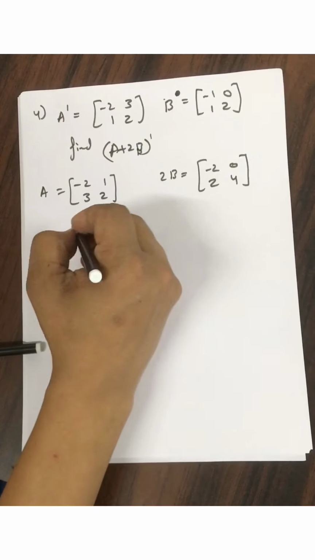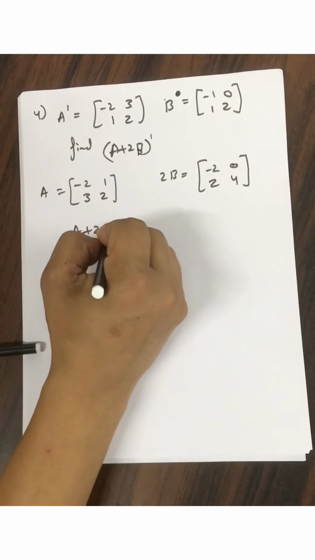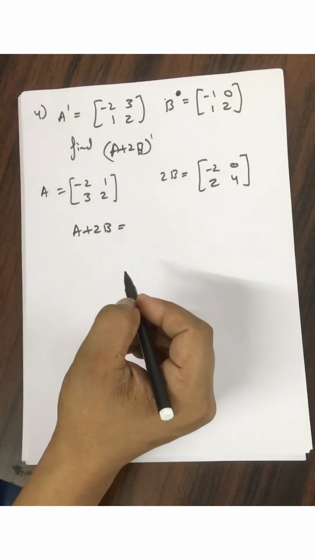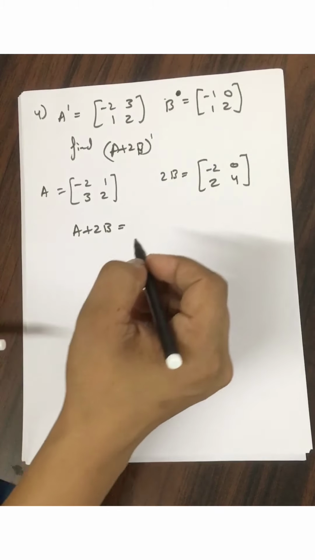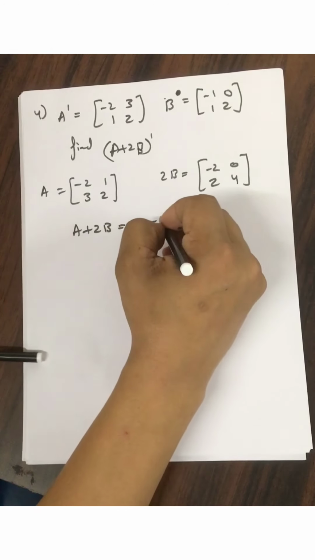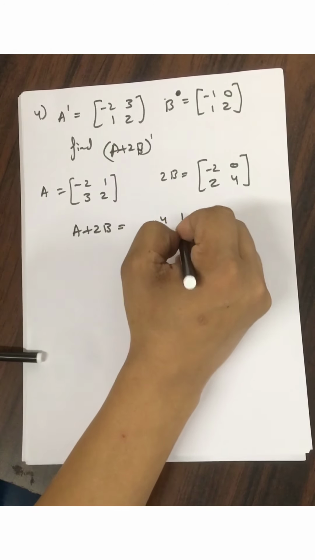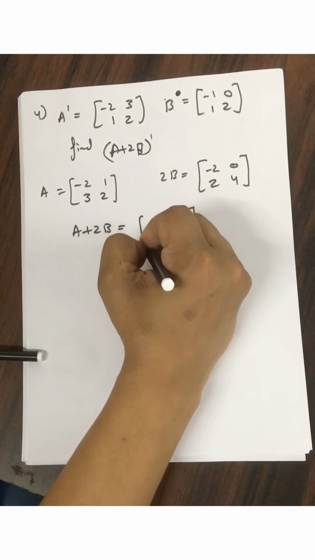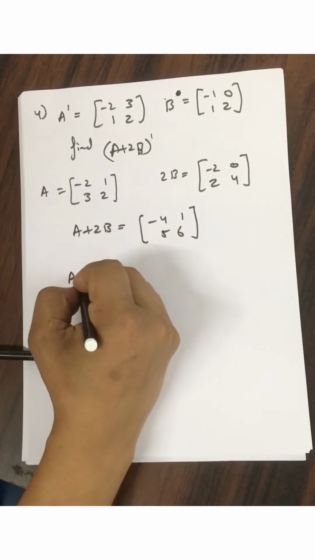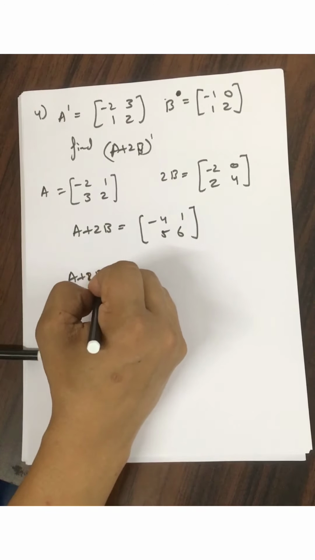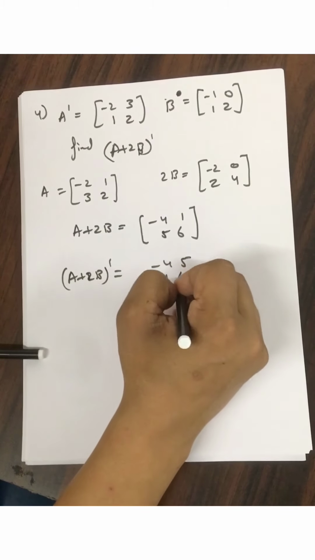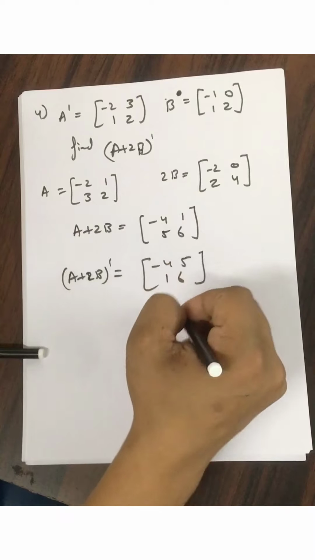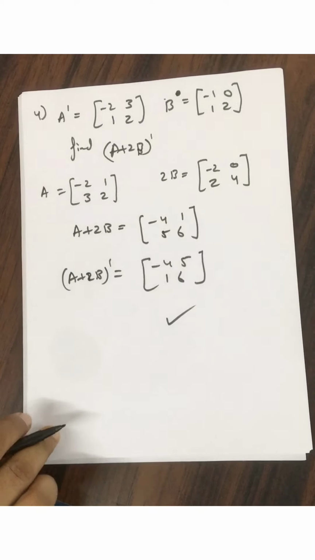Now you add up A plus 2B. How much does it become? Minus 4, 1 and 5 and 6. Now once you find out A plus 2B, transpose of this, what will happen? Minus 4, 5, 1 and 6. That's it. Simple. Got it?